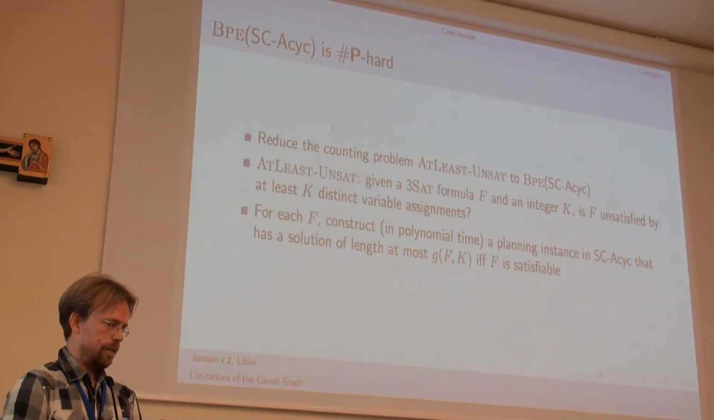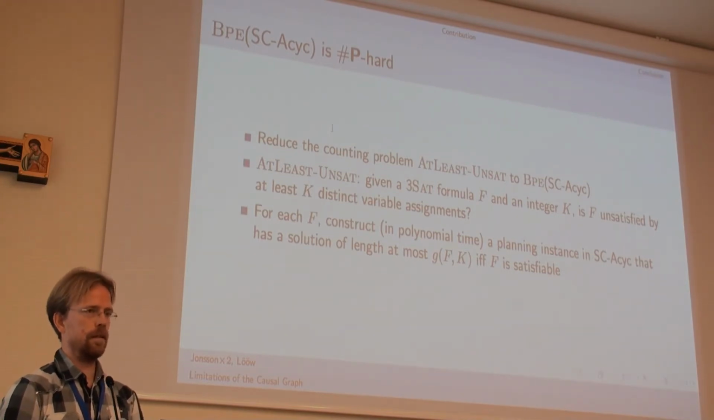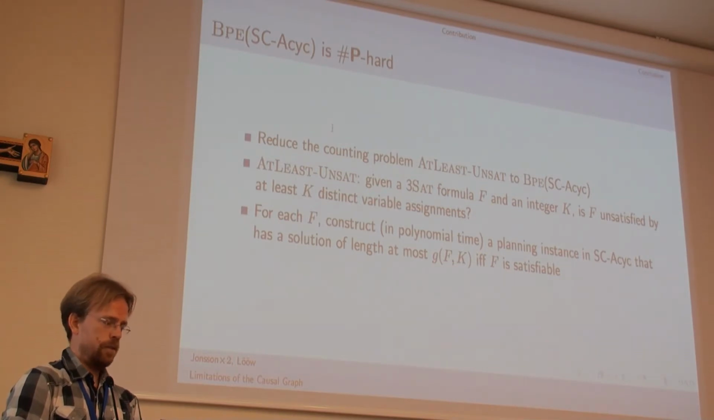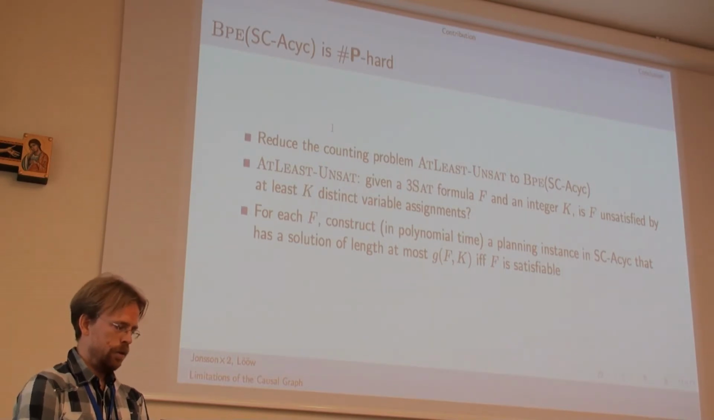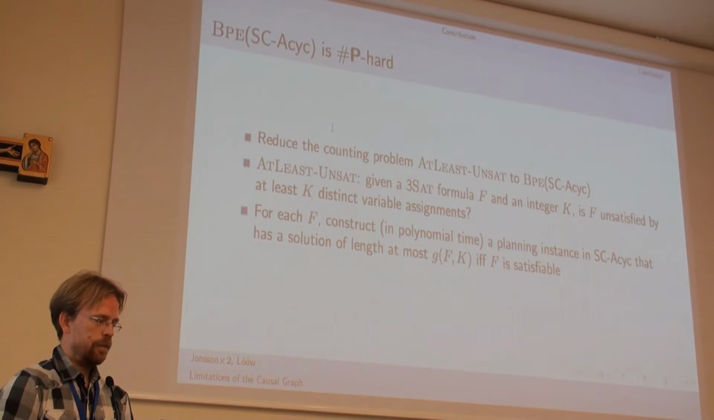To show that bounded plan existence is hard for this complexity class, we have to reduce a known complete problem for this class to our class. This #P is a counting class: instead of a decision problem, #P, if you're not familiar with it, is defined on what are known as counting problems. So the problem we reduce from here is called at-least-UNSAT. And it's formulated as follows.